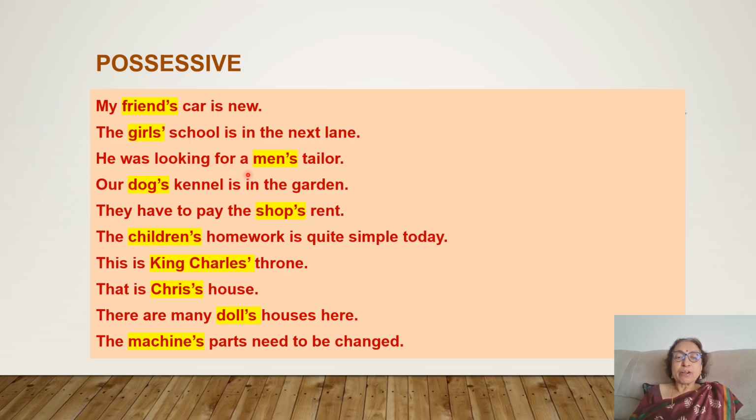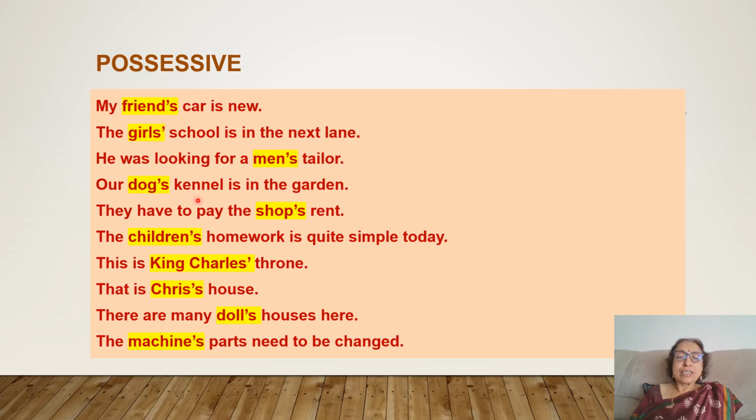He was looking for a men's tailor. Now, men is already a plural form. It does not end in S. So you put apostrophe and S. Tailor. He was looking for a tailor. Complete sentence. What kind of a tailor? Men's tailor. A tailor who stitches the clothes of men.